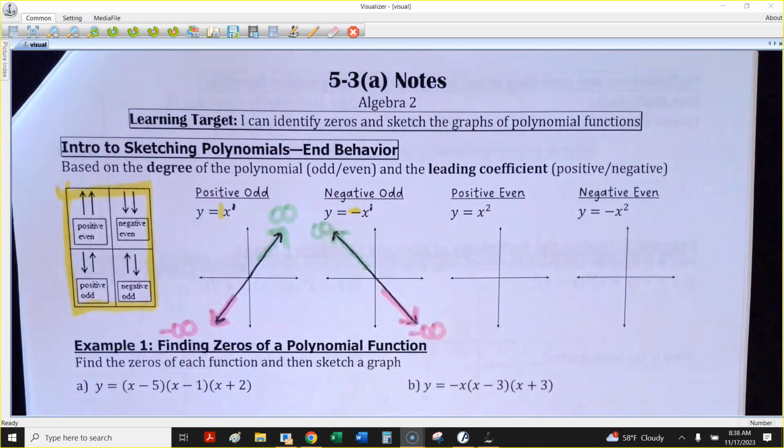The main thing to remember with odd functions is they go opposite directions. So I think odd immediately, if you see a 1, a 3, a 5, opposite directions for the ends of the graph.